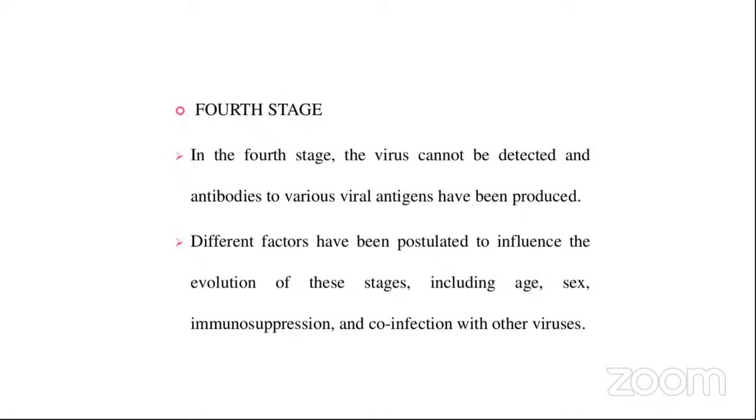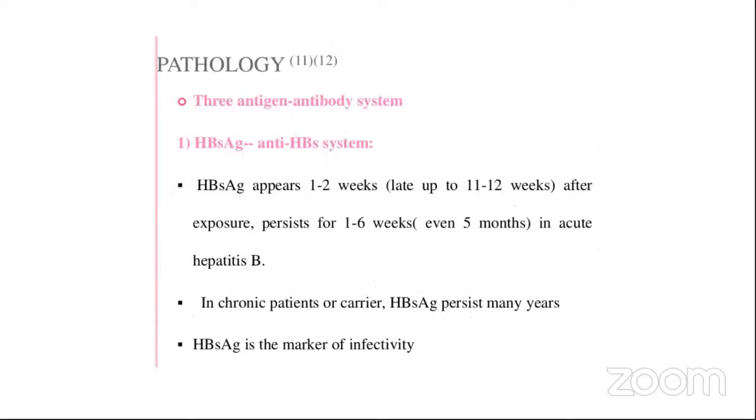What do you mean by immunosuppression? Sometimes, for example, if you want a kidney transplant, immunosuppression drugs are given, so your immune system will be suppressed, and you can do the successful kidney transplantation, as well as liver transplantation, as well as other organ transplantation. So in this case the stages may vary, or their timing may vary. With co-infection with other viruses, if there is already an infection with other viruses, these stages may vary.